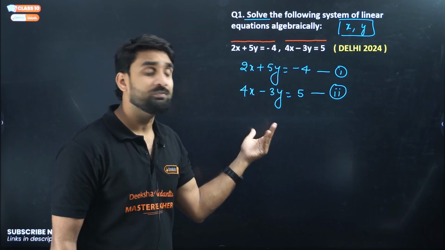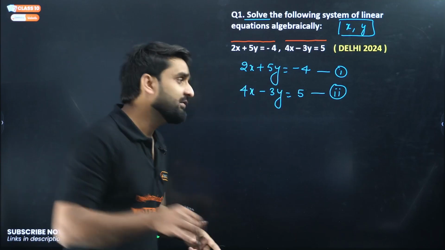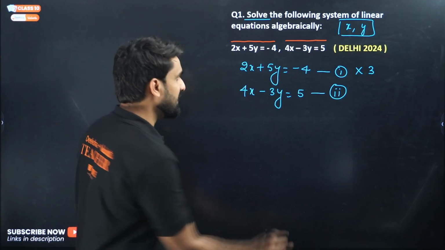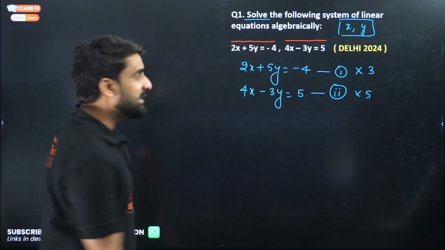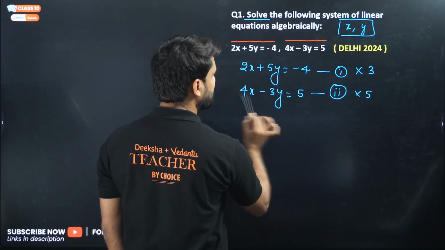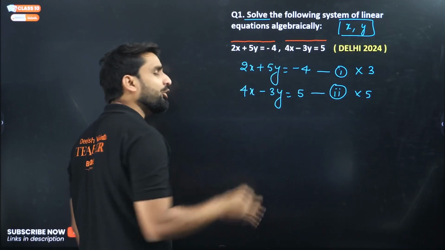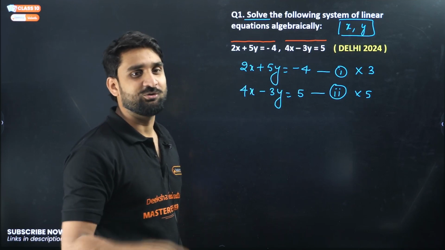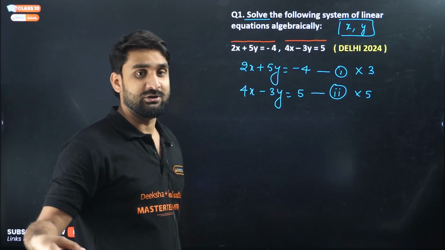So we have to make both coefficients equal to each other. For this, I can multiply the first equation by 3, and the second whole equation by 5. Why? Because on multiplying the first equation by 3, this will be 15y, and on multiplying the second equation by 5, this will be 5 times 3 is 15. So both the coefficients have become equal to each other, and that was my intention. Now we are able to apply the elimination method, right?